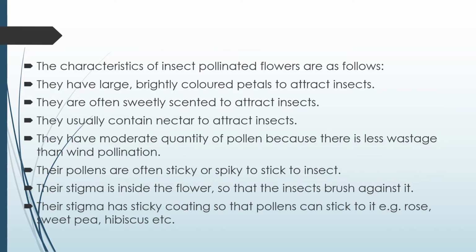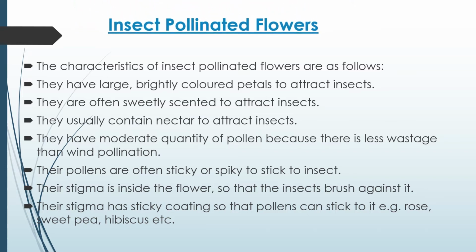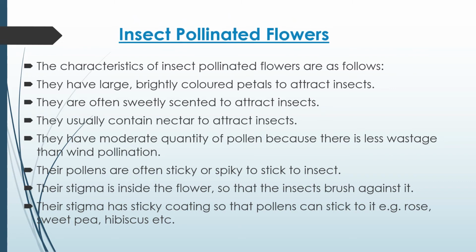Now we are going to see what are the characteristics of insect pollinated flowers. The characteristics of insect pollinated flowers are as follows. They have large brightly colored petals to attract insects. They are often sweetly scented to attract insects. Scented means smell, so they are very sweet in smell, which attracts insects. They usually contain nectar to attract insects, meaning they have flower juice that attracts the insects to come to that flower.